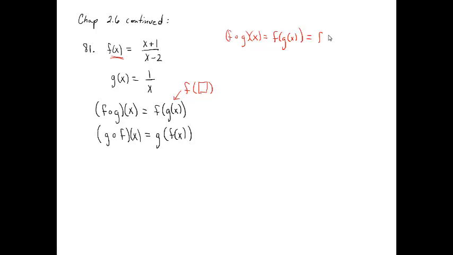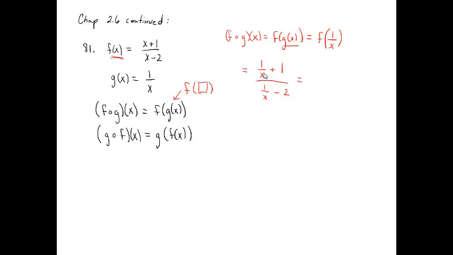which is the same as saying f of what? Well, what's g of x? It's 1 over x. So everywhere you see an x, you're going to put 1 over x. So let's see. This is 1 over x plus 1 divided by 1 over x minus 2. And let's clean it up because we can.